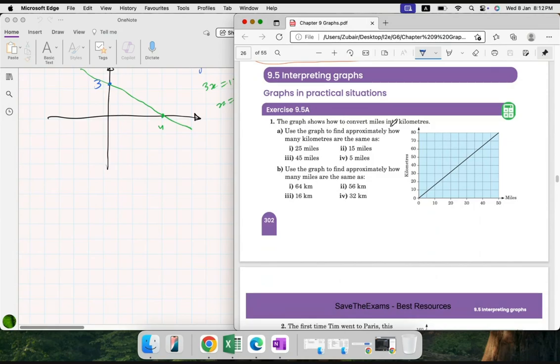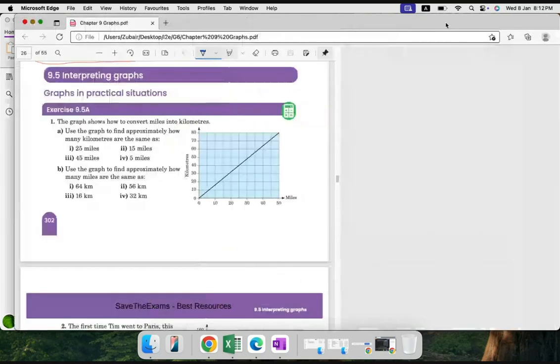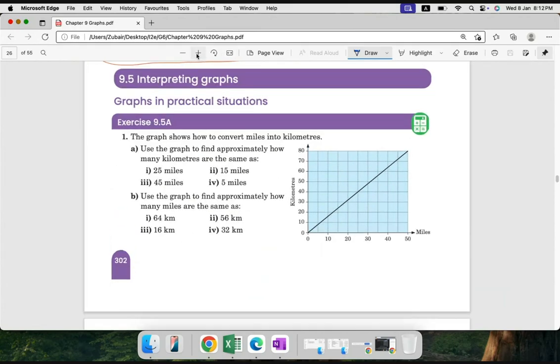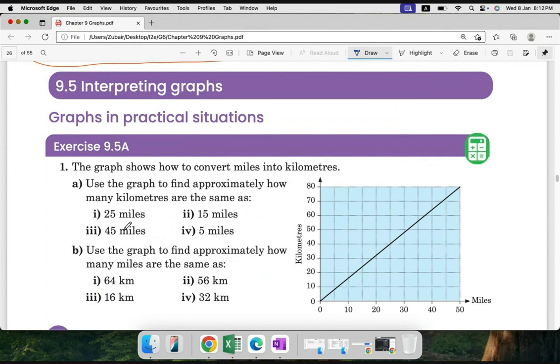The diagram shows how to convert miles into kilometers. Use the graph to find approximately how many kilometers are the same as 25 miles. Using this graph, 25 miles is on the x-axis and kilometers on the y-axis. I'm looking at 25 miles on the horizontal axis. This is 20, 30, so this is 25. Against 25, I see this is 40 kilometers.